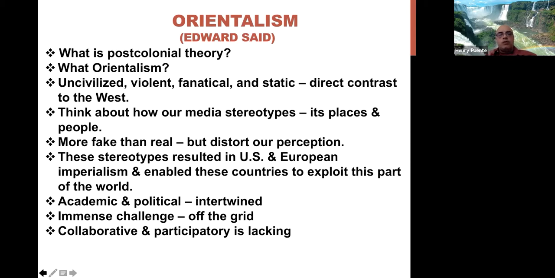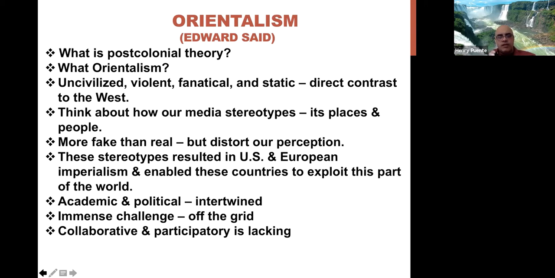And so really what the argument is, right, is this idea that the media has helped create these narratives along with sort of echoing government policy. And so because of these two things working together, it's resulted in US and European imperialism, right? Anytime you can dehumanize a group of people, or portray them as uncivilized or undeveloped, it makes it a little bit easier to go ahead and invade those countries, right?